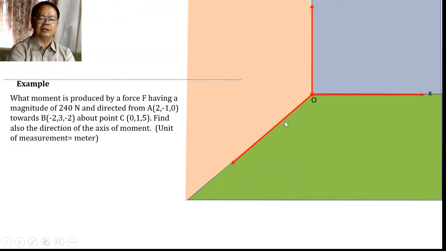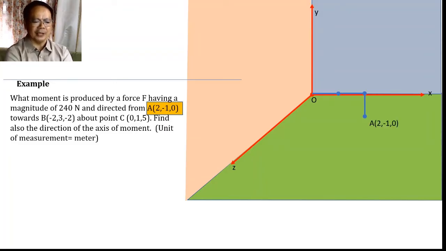Here is the direction of the x-axis, and this is the direction of the y-axis, while this one is the direction of the z-axis. The point A, having a coordinate of (2, -1, 0), can be plotted in space by moving two units towards the positive direction of the x-axis and one towards the negative direction of the y-axis. At the end of that point indicates the position of point A at (2, -1, 0).